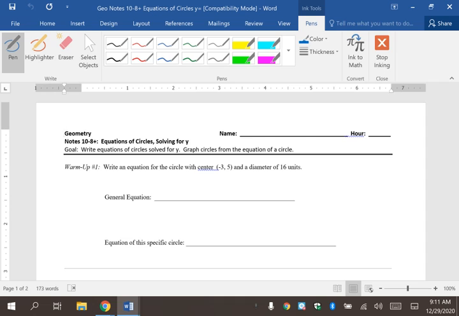We are doing equations of circles and solving for y with a little twist. First of all, go ahead and do the warm-up questions. As you're doing that, pause the video. When you are done, go ahead and unpause.